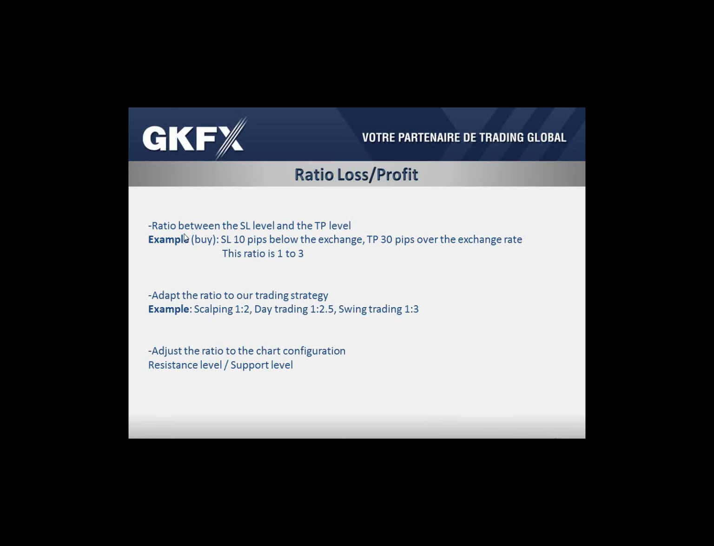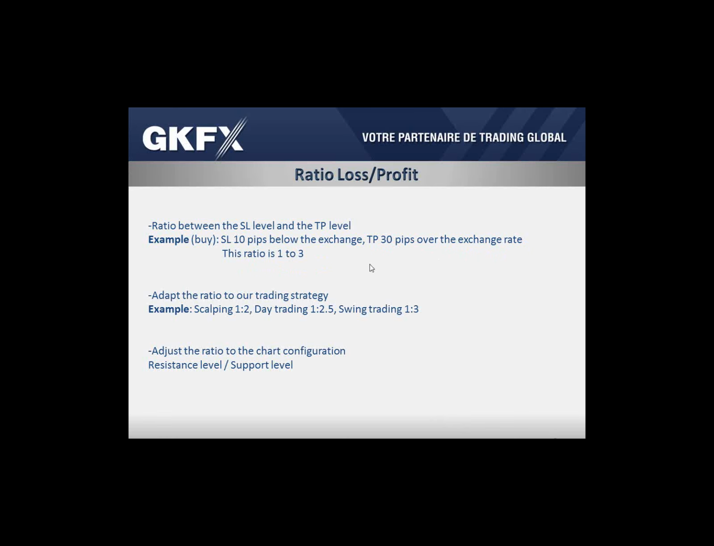So the ratio is the difference between the stop loss level and the take profit level. An example, if you are long, if you buy, you can set the stop loss 10 pips below the exchange rate and the take profit 30 pips over the exchange rate. So the ratio will be 1 to 3.